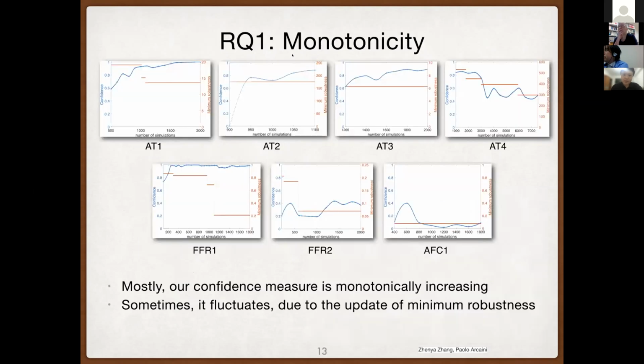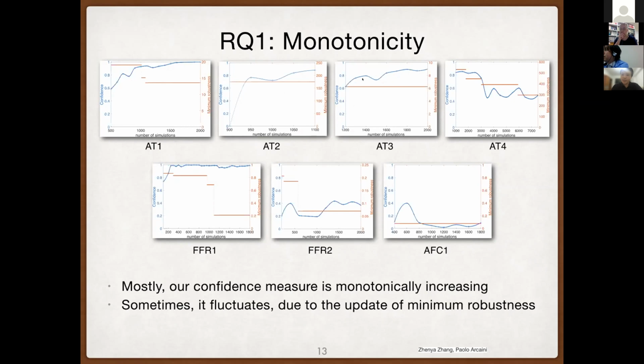So let me first introduce RQ1, in which we want to evaluate, as the number of simulations increases, if the confidence will also increase. The confidence is indicated by this blue line. As we observe in these examples, in most cases, it has this tendency to increase monotonically. However, it's not always true. For example, like this one, and also in some part of this figure, it can decrease sometimes.